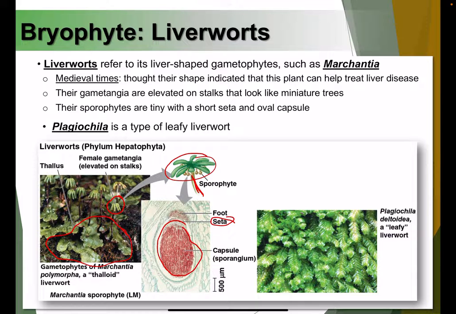Now, Plagiochila is another type of liverwort that has more leafy gametophytes. Before, when we were looking at liverworts, there were some leaf things around, but remember they're more filamentous in shape, like we talked about for moss. But for this particular Plagiochila, they look very interesting with all these more leafy bottom parts, or gametophytes.